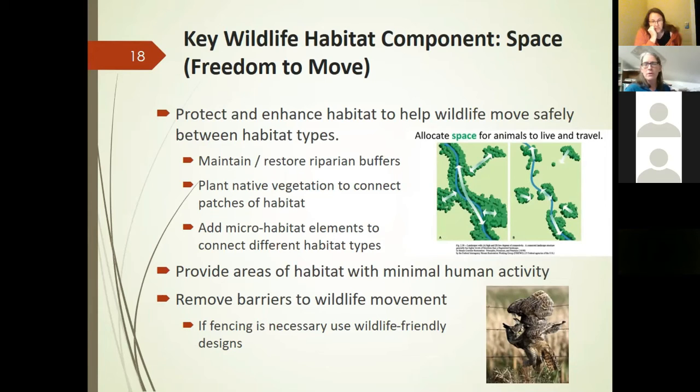So whatever you can do, we advise using wildlife-friendly designs, allowing space under the bottom wire for animals to pass safely under, and then minimizing strands and barbed wire to prevent animals such as this great horned owl from getting tangled up and ultimately dying.